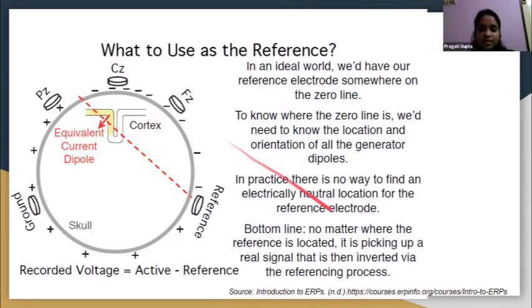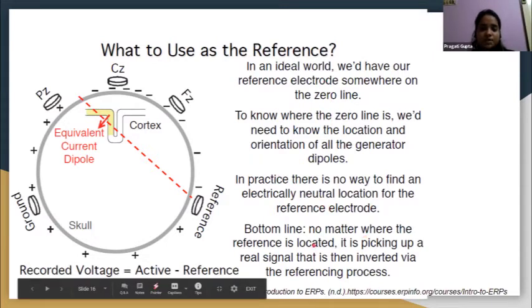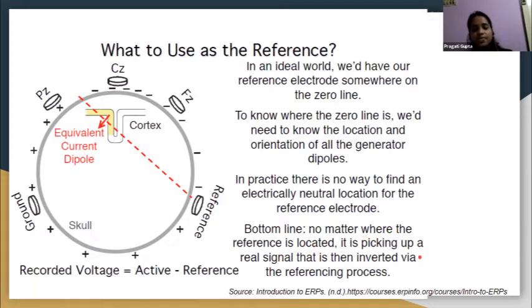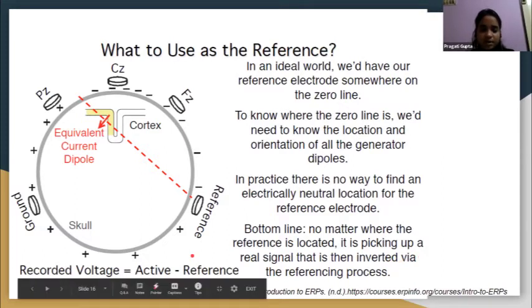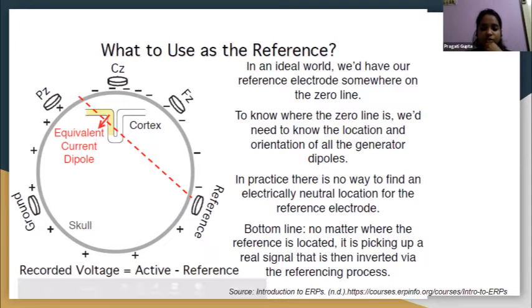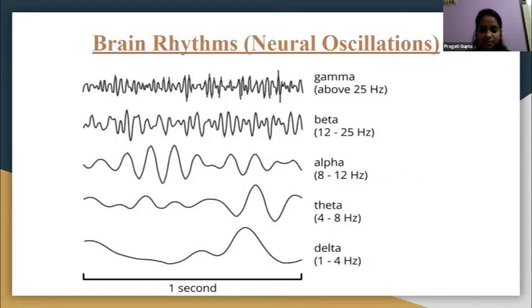So the bottom line is that no matter where the reference is located, it is picking up the real signal, which is then inverted via the referencing process. So basically, when we are starting with EEG, we need to understand the importance of the reference, like where we need to place the reference, and the impedance. These are the basics which we need to delve deeper into. These were some of the basics.